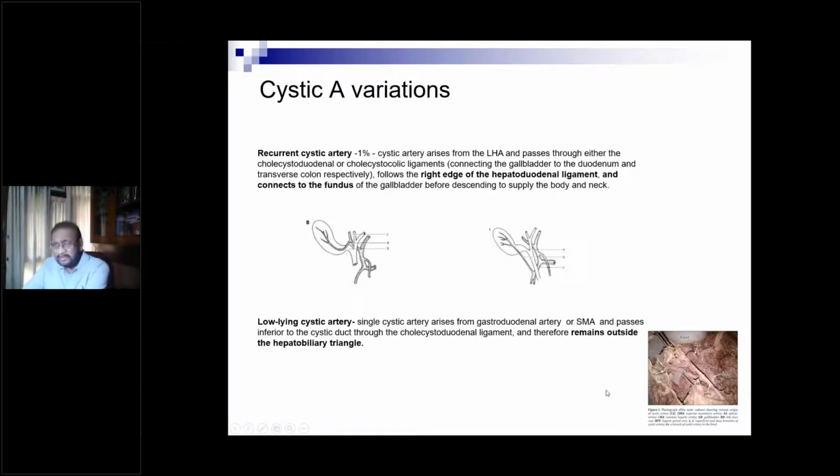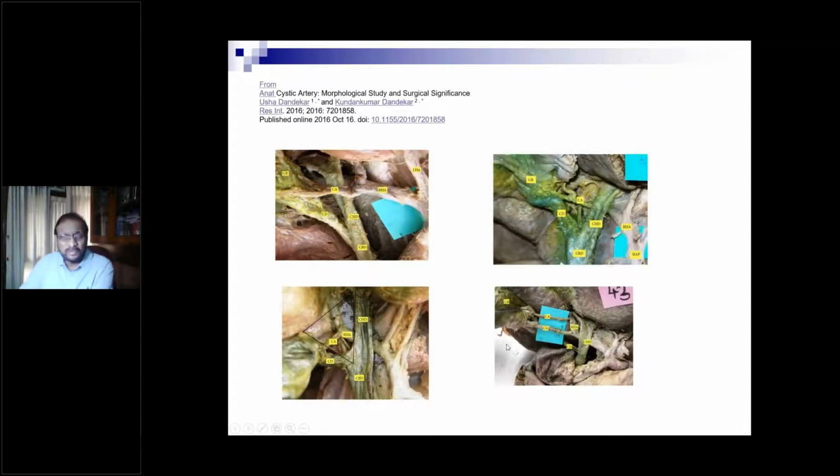So these could all be the abnormalities shown out here. See this. Normally, the cystic artery comes behind the common hepatic duct. This common hepatic duct, where is it coming from? Anterior to it. Normally, it should be going posterior to it. This is an abnormal position.